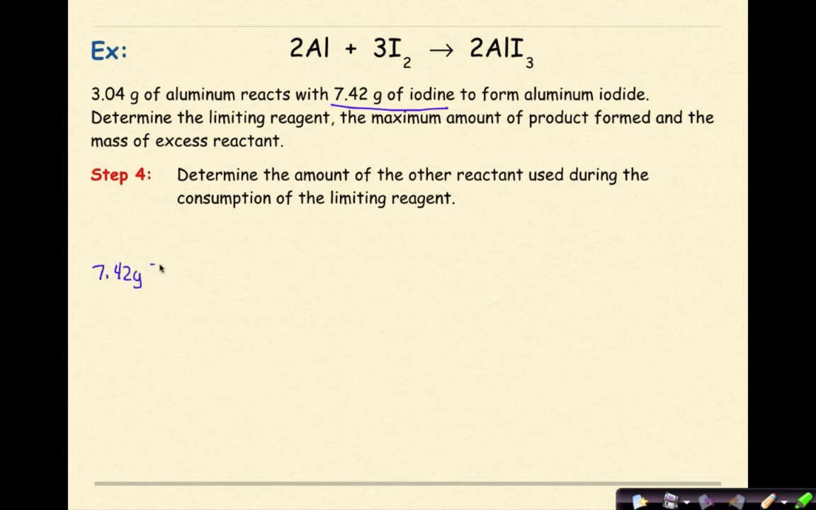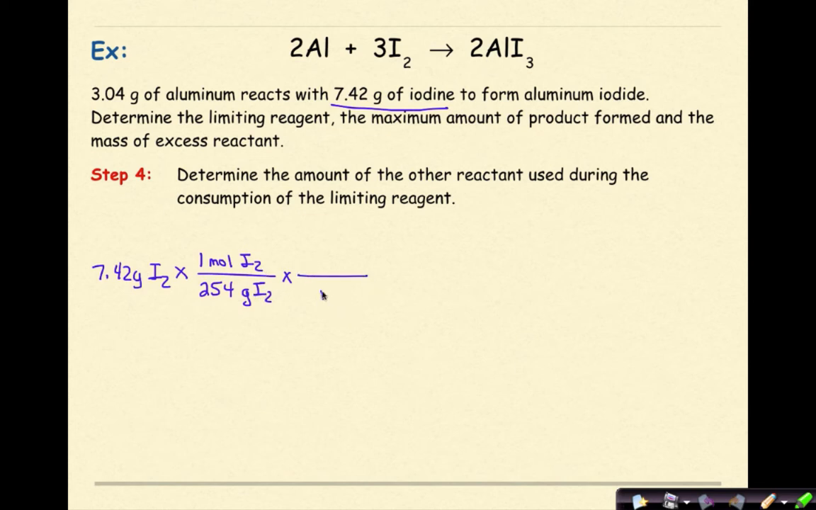So let's get started. We're going to start with our original mass of our limiting reagent, 7.42 grams of I2. And again, I'm sure there's some of you out there going, why is she doing this? She could be taking shortcuts. Well, it's because when I do shortcuts, I make mistakes. And I don't like making mistakes. So I've just converted my original mass of I2 into moles of I2.